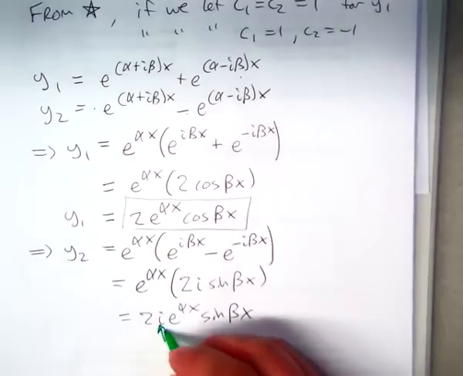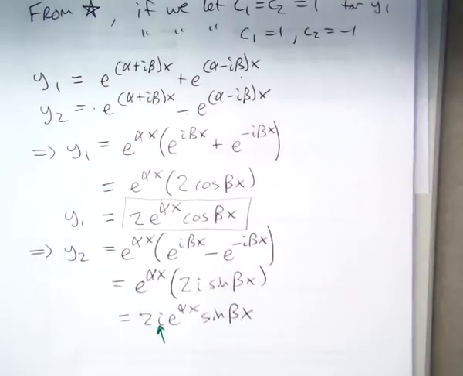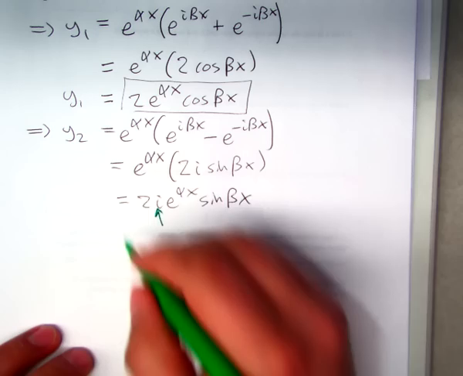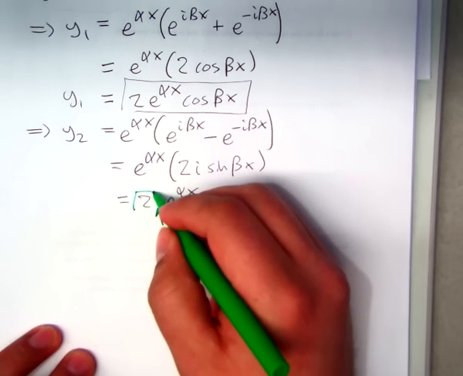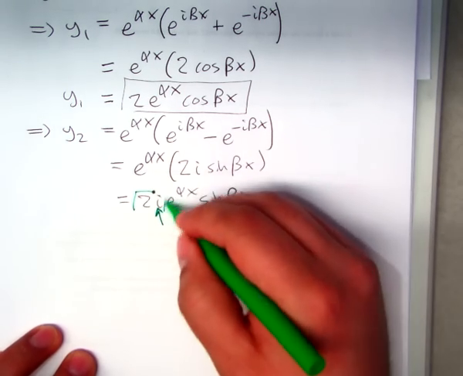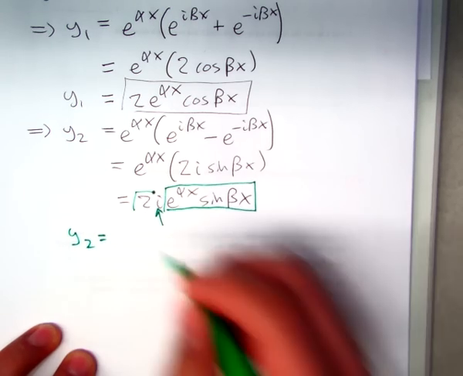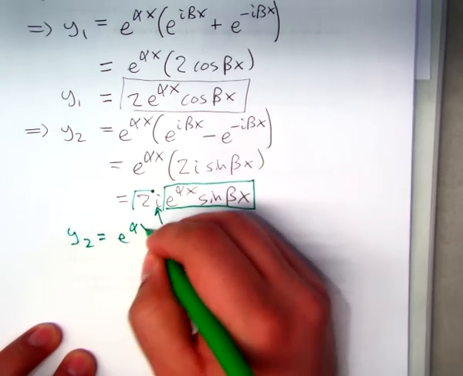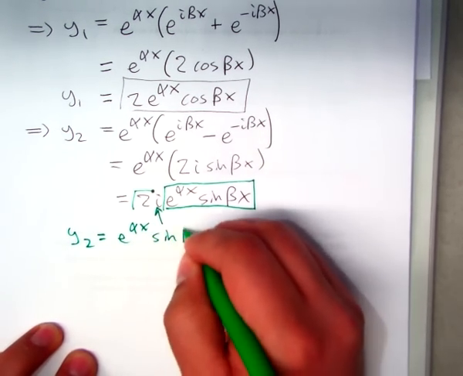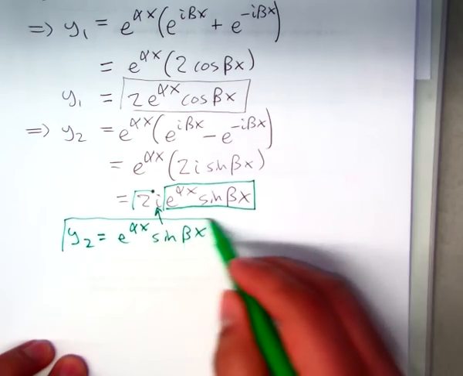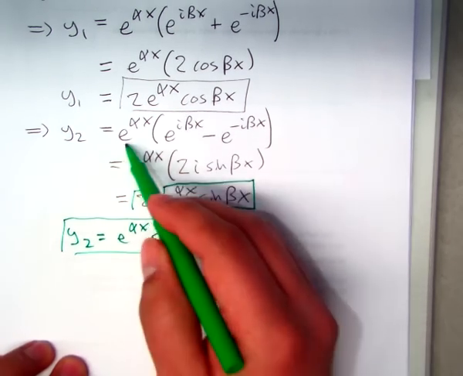What's i? Which begins with a C. Constants. So all we really care about is, well, not even the 2. All we really care about is this part. So y2 is going to be e to the alpha x sine beta x. So here's our y2. y1 is right up here.